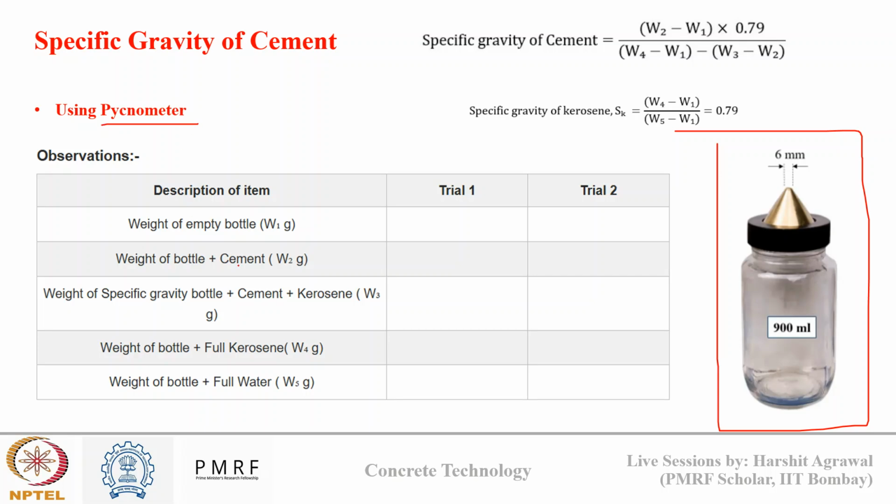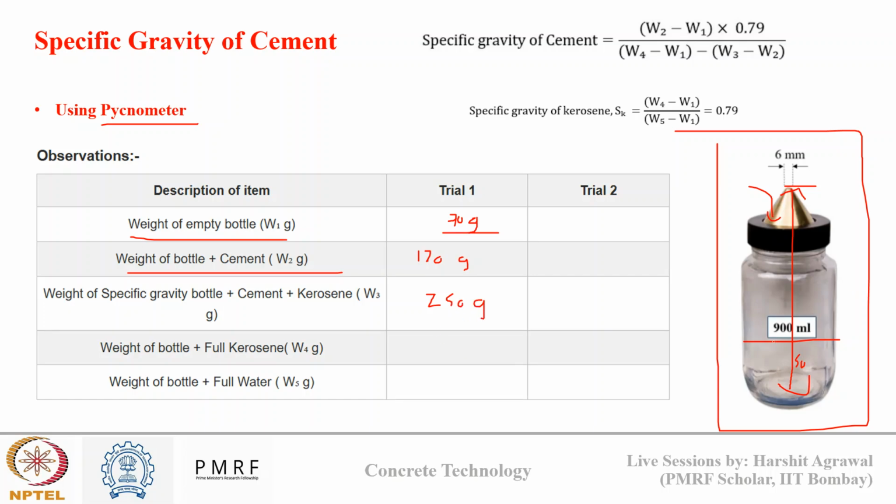Okay, so in this we record five weights. We record the initial empty weight of pycnometer, suppose it is 70 grams. Then we'll add cement up till a certain height. Suppose we added 50 grams of cement, so my total weight of bottle plus cement will be 120 gram. Now I will add kerosene in this bottle up till this mark. So the total amount of kerosene that I've added along with cement, along with container, will give me another weight. Suppose it comes out to be 250 gram.